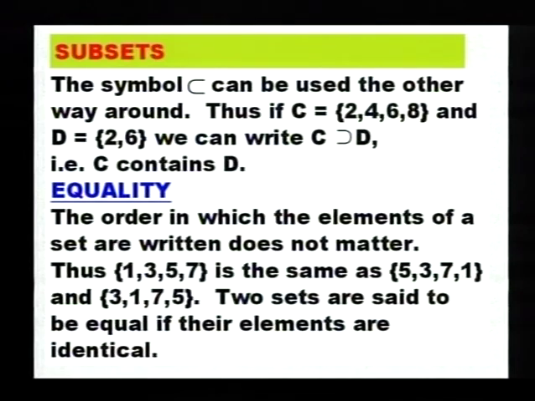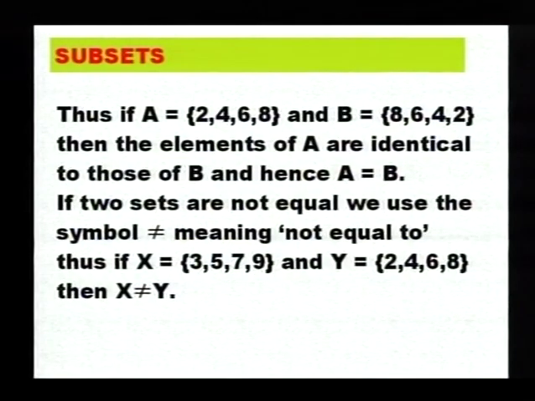Clear? Okay, so if A is 2, 4, 6, 8, and B is 8, 6, 4, 2, then the elements of A are identical to those of B. And so A is equal to B. If two sets are not equal, we use the symbol not equal. You know that sign, meaning not equal to. And if X is 3, 5, 7, 9 and Y is 2, 4, 6, 8, then X is not equal to Y.